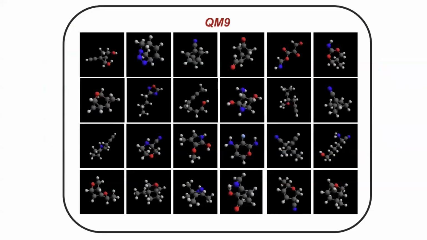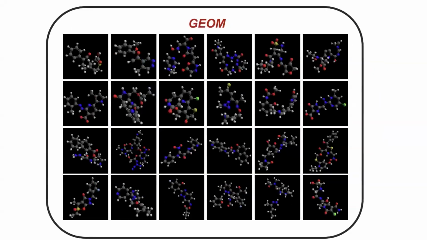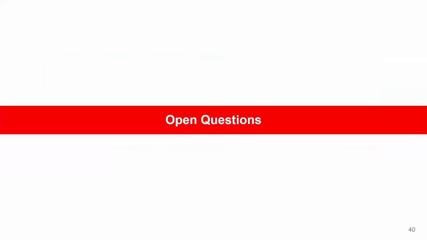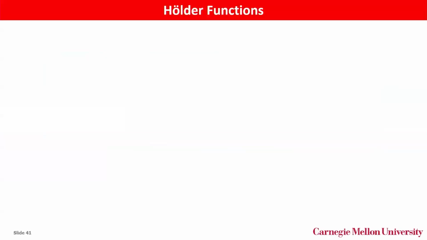And here are some more generated molecules on the QM9 data set and on the GEOM data sets where we have larger molecules as well. And many of them look quite reasonable. So the point here was that you can use some simulator-based guidance for your diffusion, and sometimes they help. All right, so back to my open questions.